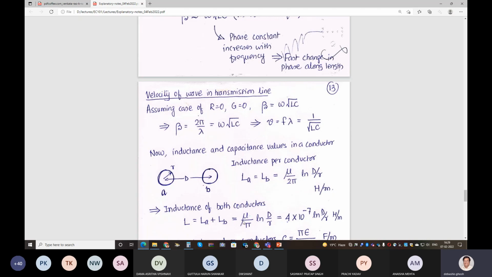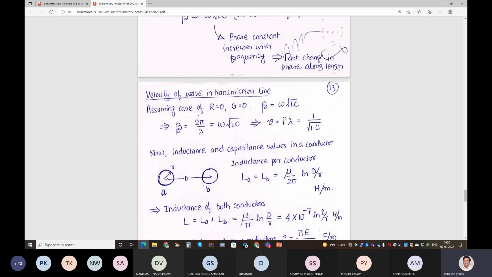So let us see when it will be approximately equal to C. Let us assume the case when it will be equal to C. The first assumption is that R is equal to 0 and G is equal to 0. Suppose that is the case, then beta is equal to omega into root over LC, which we have already seen. And what is beta? Beta is equal to 2 pi by lambda, because beta is the phase constant.